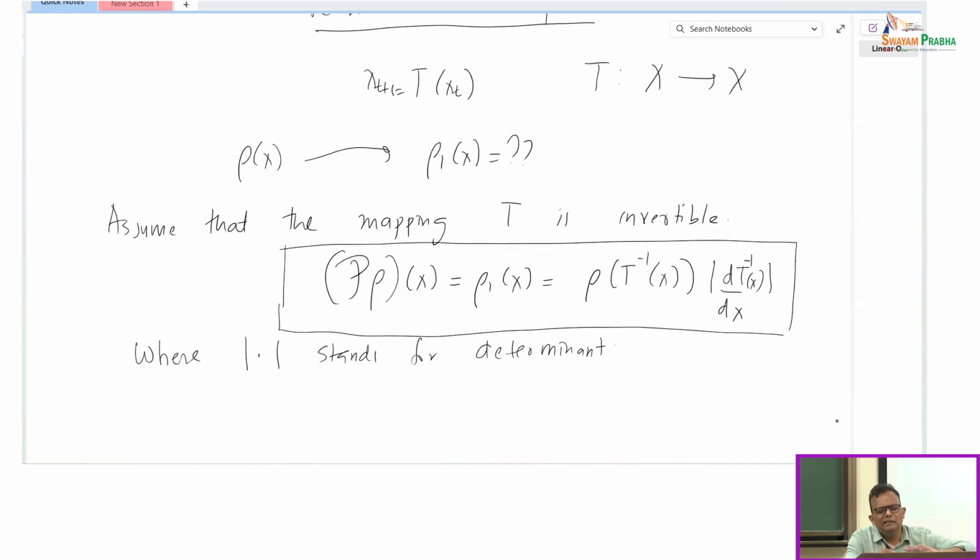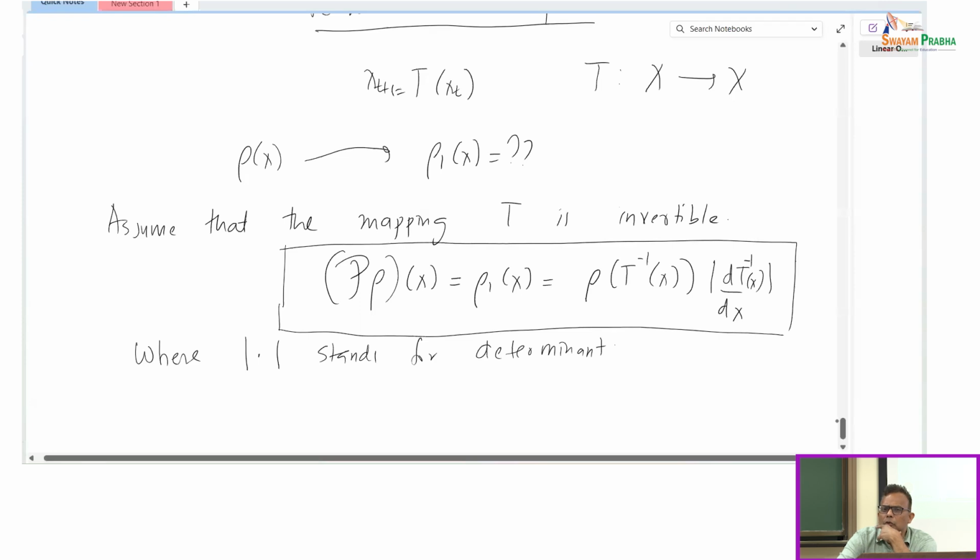The reason I'm saying it is complicated to define is that it involves T inverse and also the determinant. But it is actually physical, because it is telling you something you are familiar with: I have an initial density function, and what does the density function look like in one time step? This is how the new density function will look.